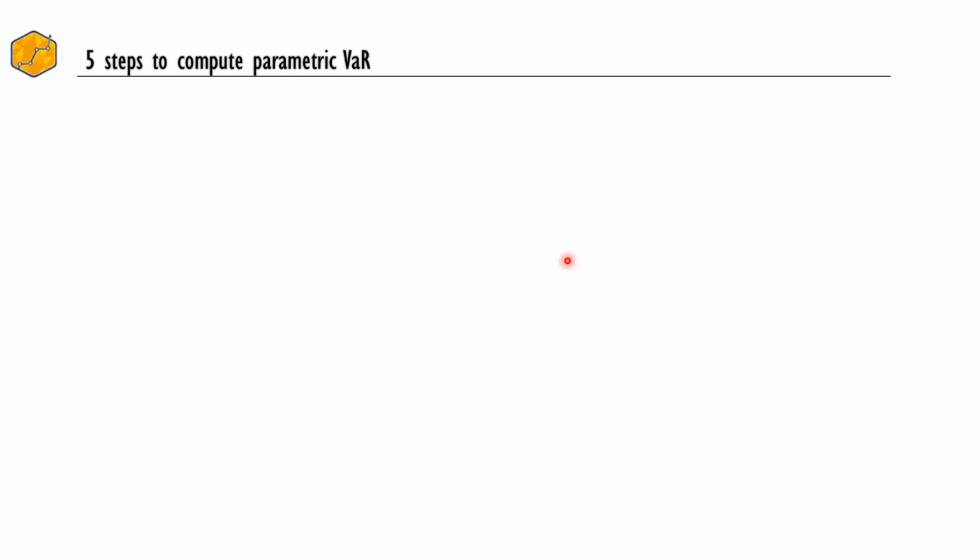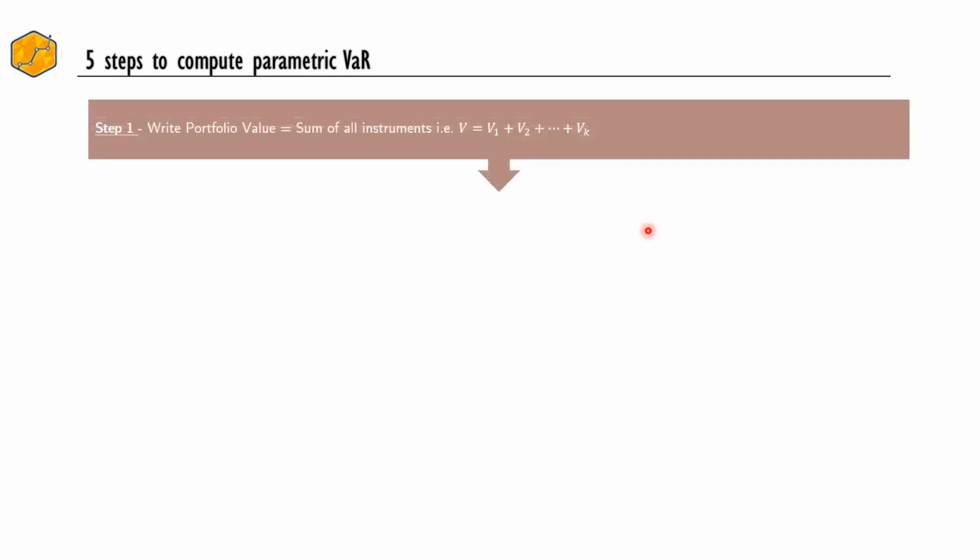Okay, let's understand this. Step number 1: portfolio value. In your entire trading book portfolio that has lots of instruments, portfolio value is just the sum of the values of individual instruments. There is no doubt about this. Value of the portfolio is just the sum of the values of individual instruments. That's the first step. It's just a trivial mechanical step. You have to begin with this. Just write this equation.